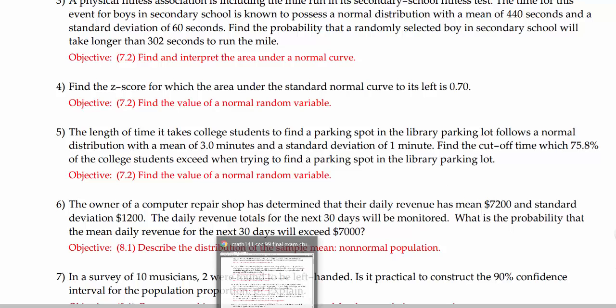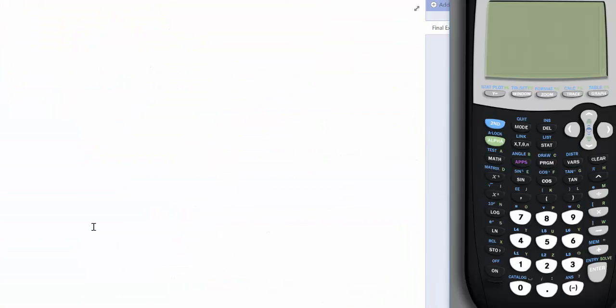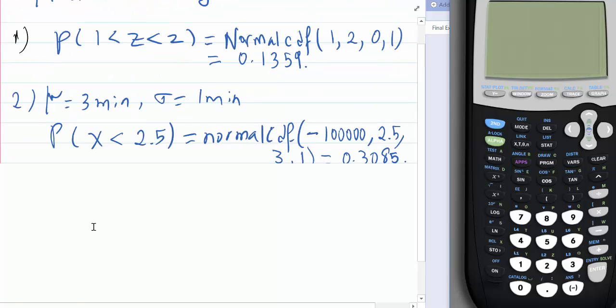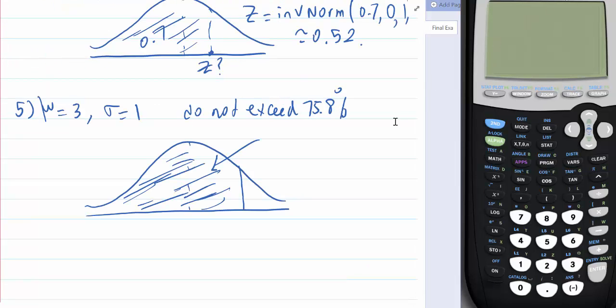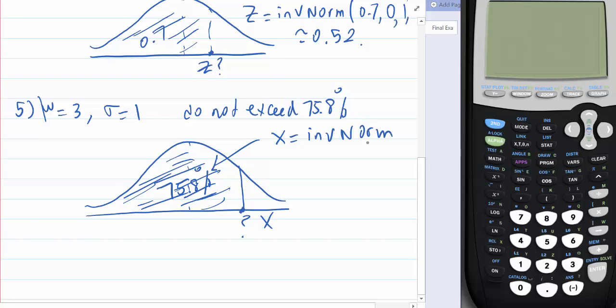So let's go to our number 5. All right. So the mean is 3, standard deviation is 1. We want the cutoff score for which 75.8% of students do not exceed. So we want this number. This area here is 75.8%, and we need this x value. Okay, we can use inverse norm, and we need 3 arguments: the area to the left of this value, which is 0.758, the mean, which is 3, and the standard deviation, which is 1.